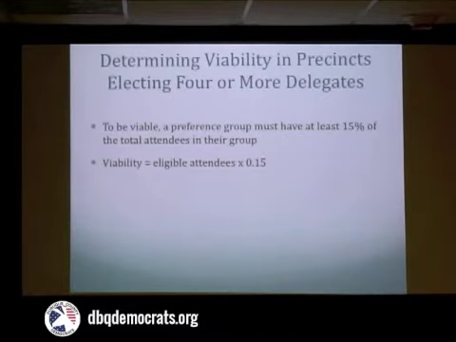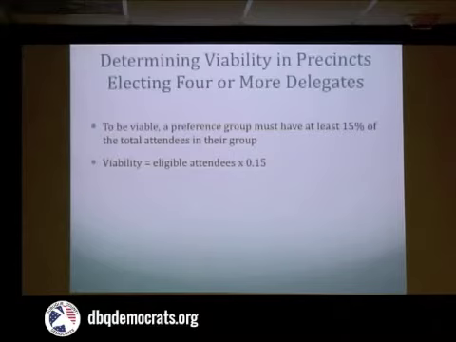This is probably the majority of precincts that we're going to be talking about today: determining viability in a precinct that has 4 or more delegates. To be viable, in this case, a preference group must have at least 15% of the total attendees in their group, meaning that viability is equal to eligible attendees times 0.15. We'll talk about it in later slides.